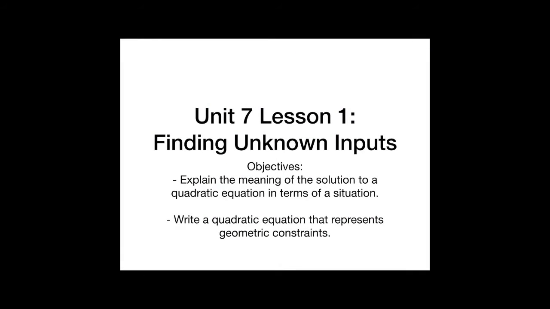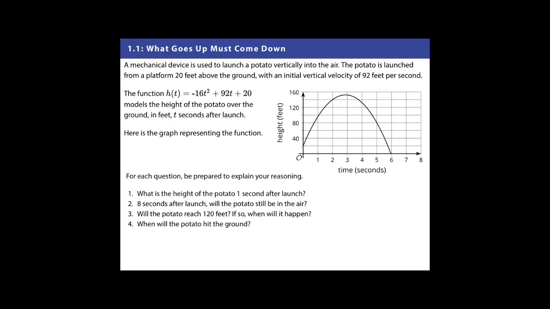Hello, Algebra 1. Today we are looking at Unit 7, Lesson 1, which is finding unknown inputs. So example 1: a mechanical device is used to launch a potato vertically into the air. The potato is launched from a platform 20 feet above the ground with an initial velocity of 92 feet per second. It is represented by the function h(t) = -16t squared + 92t + 20.